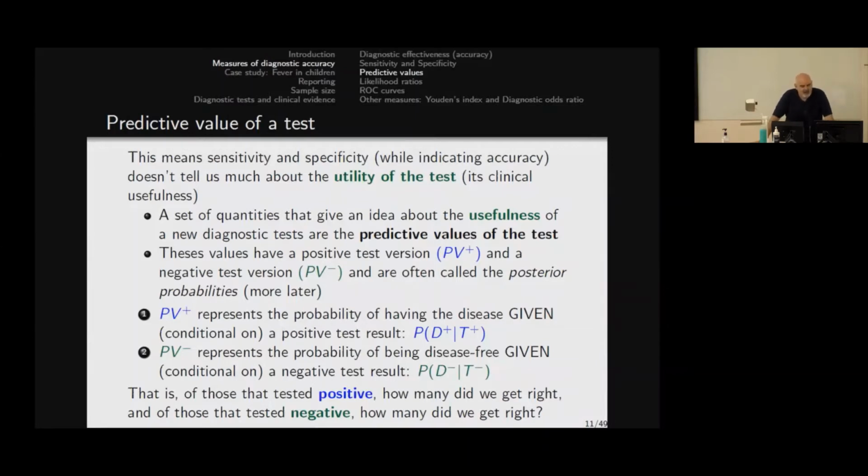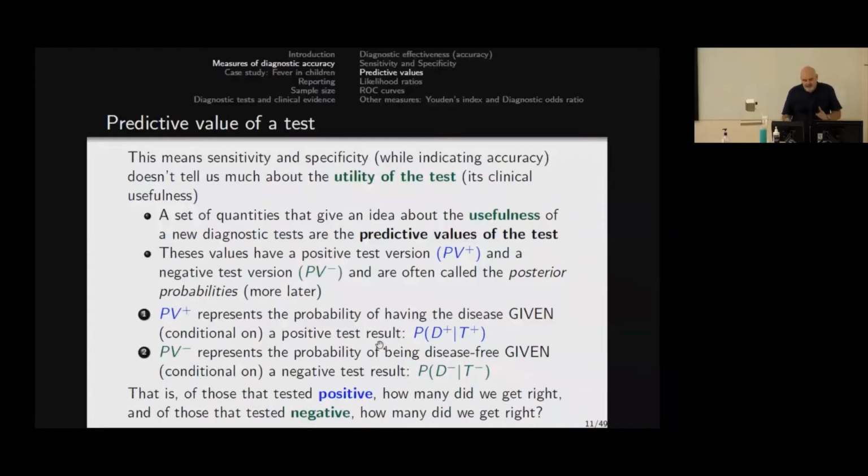Okay, so there is a positive test version and a negative test version. So it's called positive predictive value, which is sometimes called PPV or PV with a little plus sign, and a negative test version, which will be PV with a little negative sign, or just called NPV. And these things are often referred to as posterior probabilities for a very good reason, which I'll go into soon. Okay, so what are they? The positive predictive value represents the probability of having the disease given you have a positive test result.